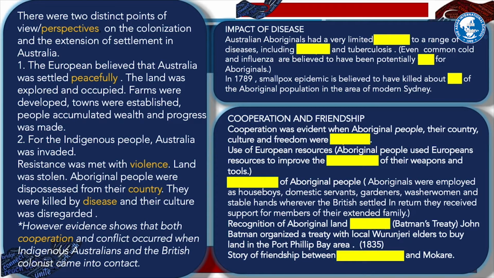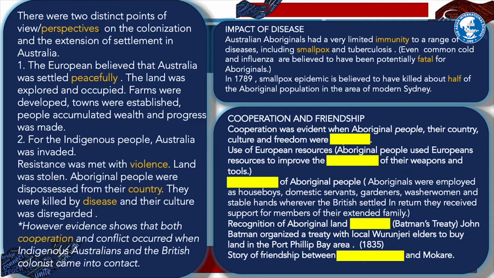Okay, next, impact of disease. Australian Aboriginals had very limited immunity to a range of diseases, including smallpox and tuberculosis. Even common colds and influenza are believed to have been potentially fatal for Aboriginals. In 1789, a smallpox epidemic is believed to have killed about half of the Aboriginal population in the area of modern Sydney. Okay, now let's have the last one, cooperation and friendship.